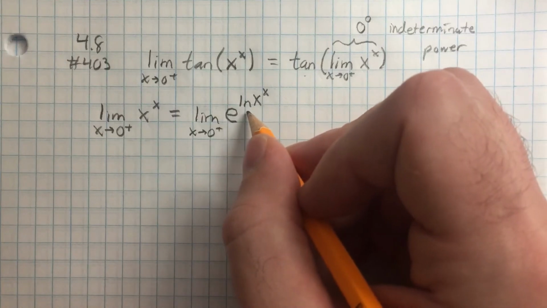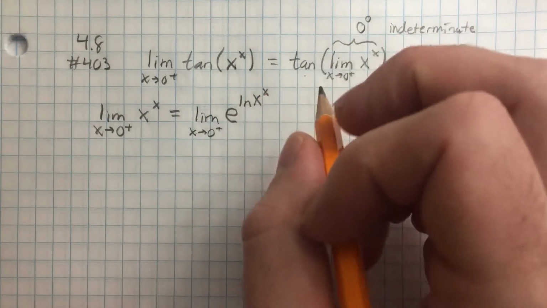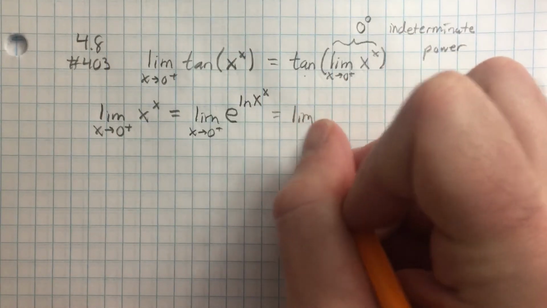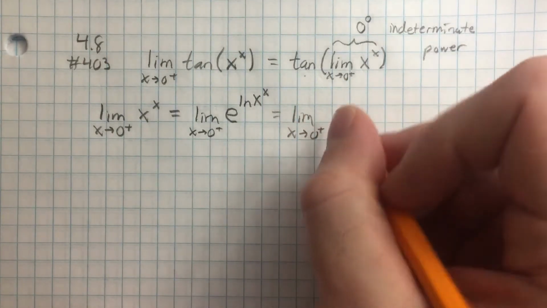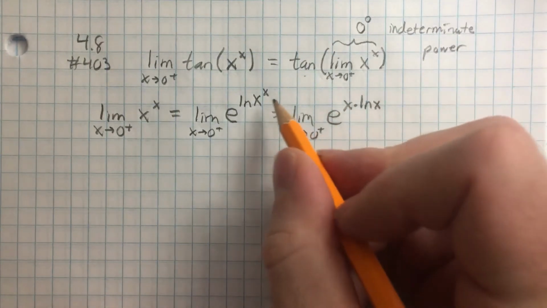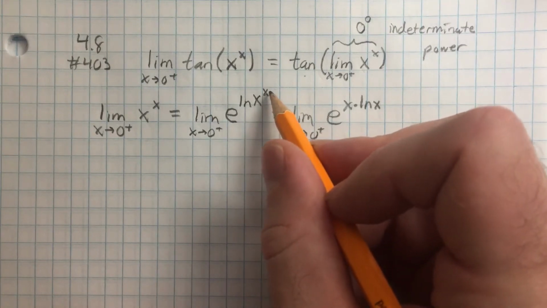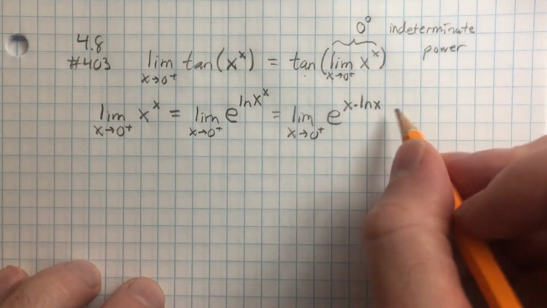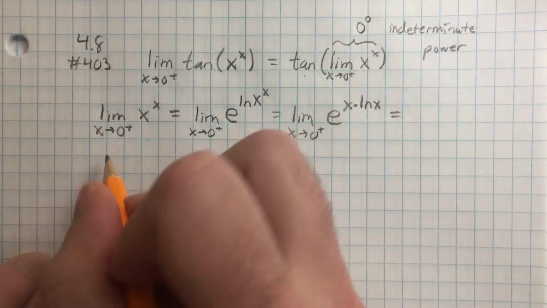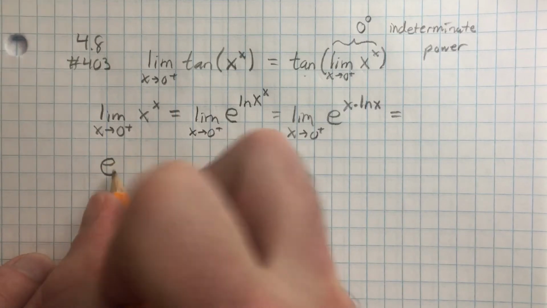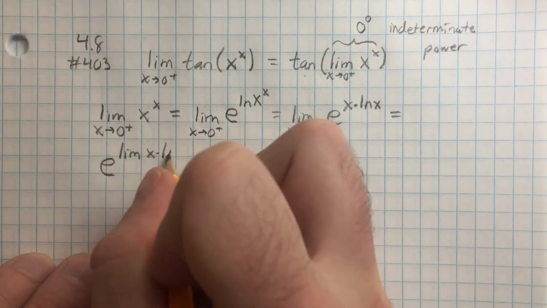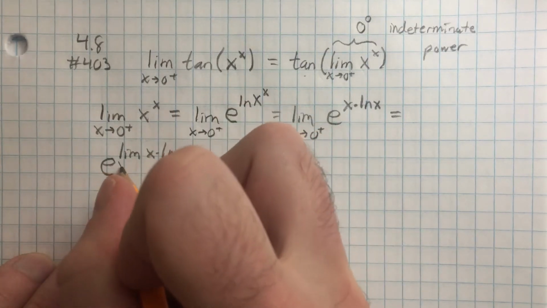The advantage on the right, though, because of the way we structured it, is that we can move the x down to the front as a coefficient on the natural log. So we'll have the limit as x approaches 0 from the right of e to the x times ln x. And this is more useful than dealing with this indeterminate power. We can deal with an indeterminate product here in a moment. What we need to do is slip this limit inside the exponential function, which is allowed because the exponential function is continuous. So e to the limit of x times ln x as x heads towards 0 from the right.